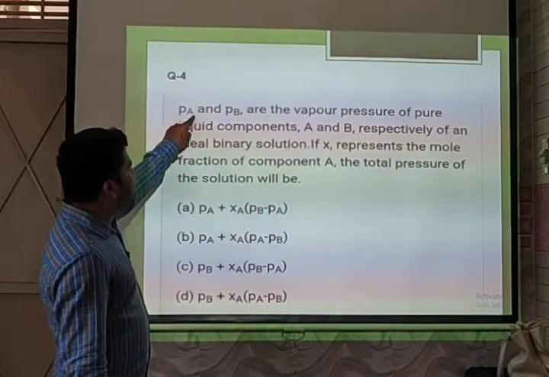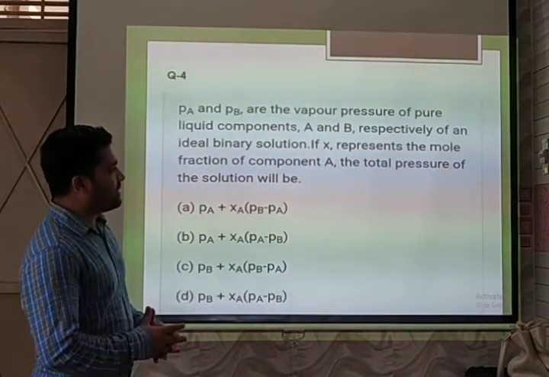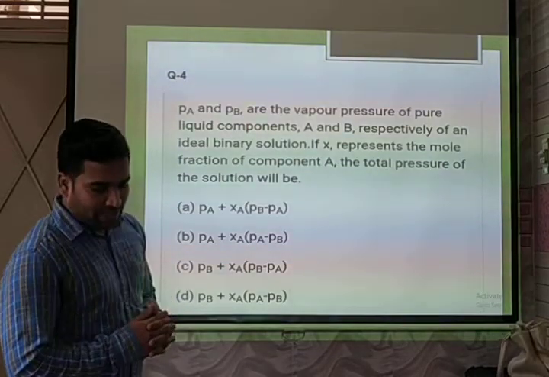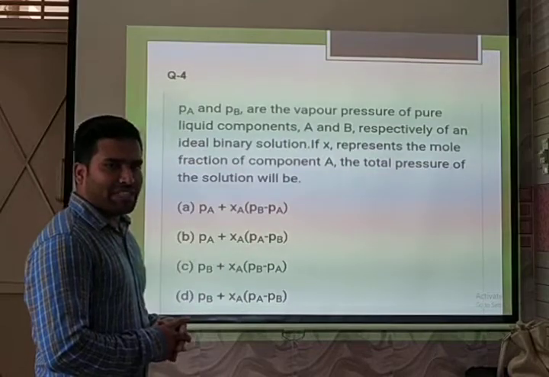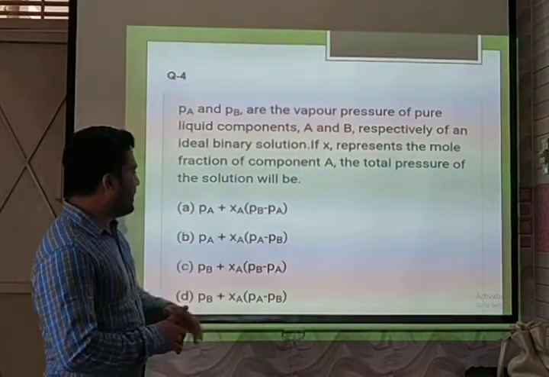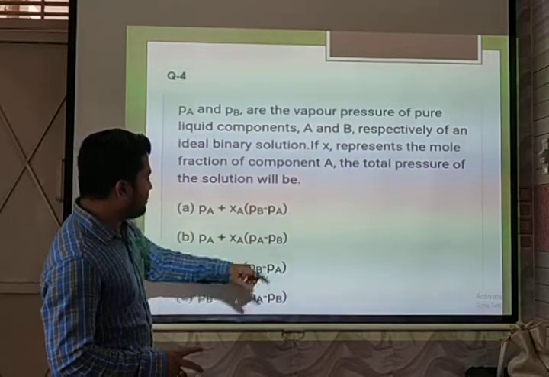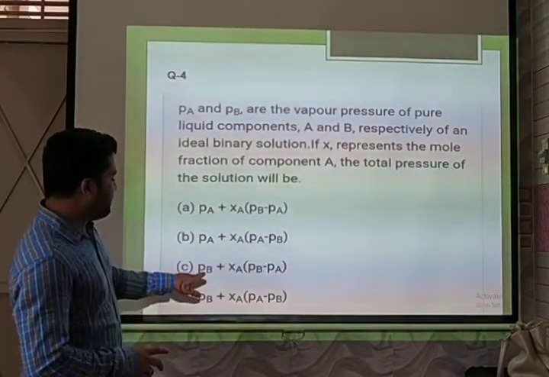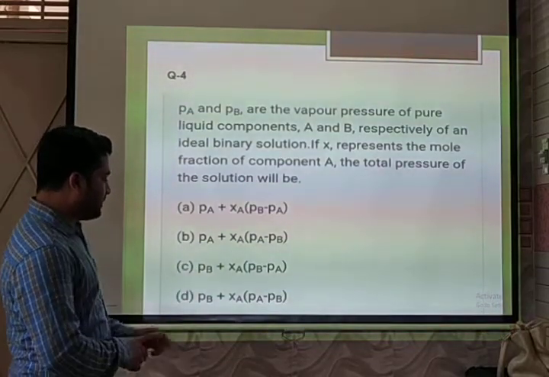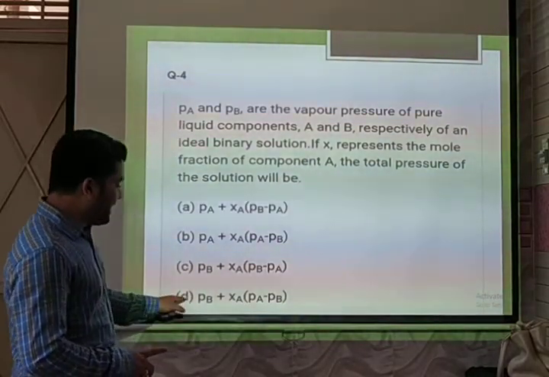Next, PA and PB are the vapor pressures of pure liquid components A and B respectively of an ideal binary solution. If X represents the mole fraction of component A, the total pressure of this solution will be? While studying ideal solutions, we got an equation for the total pressure of the solution. Based on that, in the options PA plus XA (PB minus PA), it looks not good. In the second, PA plus XA (PA minus PB), this also has a reverse order. In C, PB plus XA (PB minus PA), here we should have a PB term. So we have PB plus XA (PA minus PB). If you write the equation for that, you will get option D.